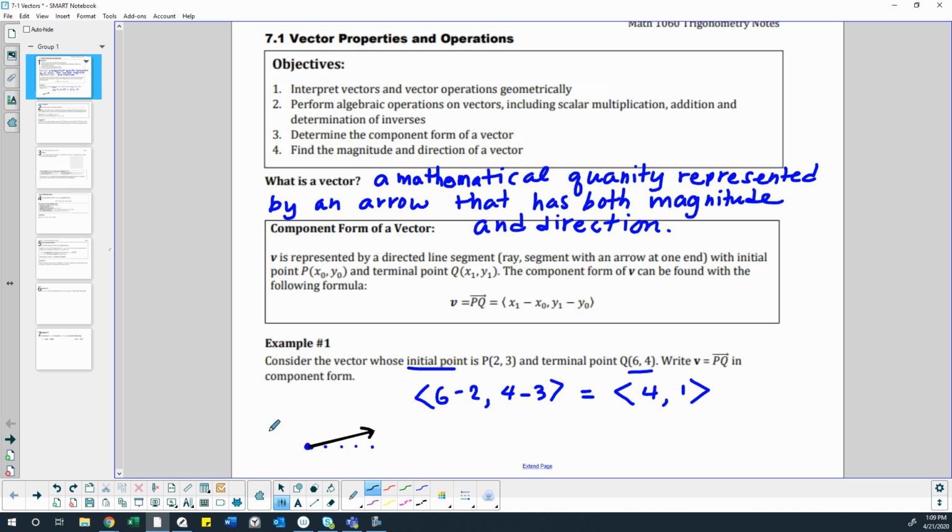Notice how when I sketched the vector, I didn't worry at all about the point 2, 3 or the point 6, 4, even though that was what it told me was the initial point and the terminal point. We just used those to help us find the component form. It really doesn't matter where a vector starts and ends. It just matters what direction it's going and how far. And so we can use an initial and terminal point to help us figure that information out, like we just did with this formula, to find the component form of our vector.